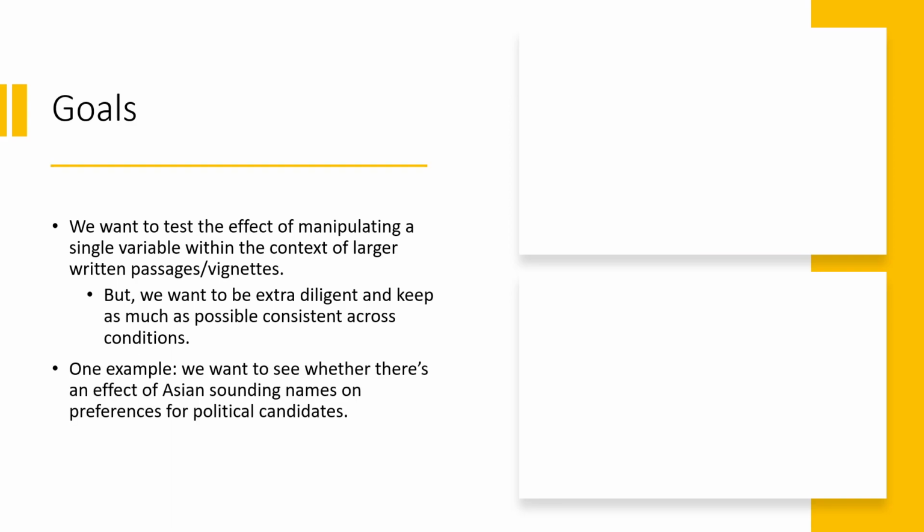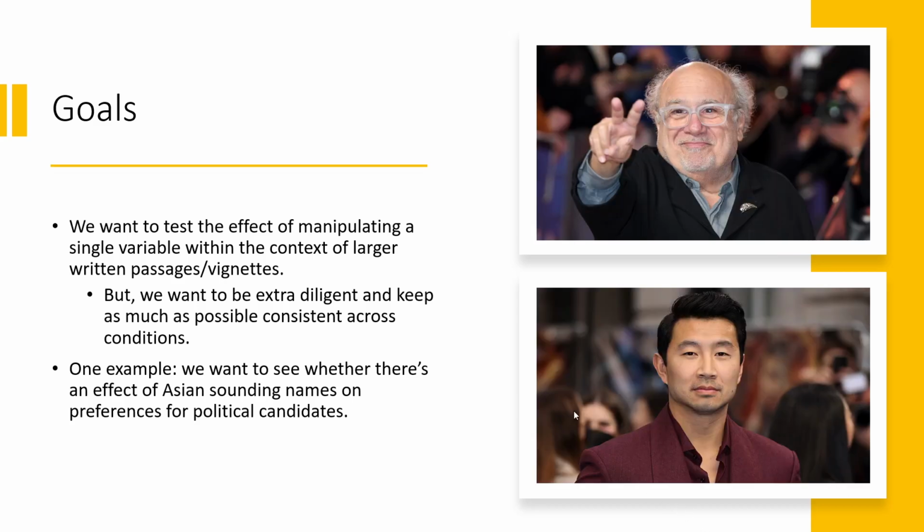And so for the example we're going to use here, you can apply this again to a number of different contexts, but we're going to work under this example for this demo. Let's say we wanted to see whether or not there's an effect of Asian sounding names on preferences for political candidates. So we want to see, is it the case that when people are voting for someone for office, they're less likely to vote for someone if they have an Asian sounding name? That's our hypothesis.